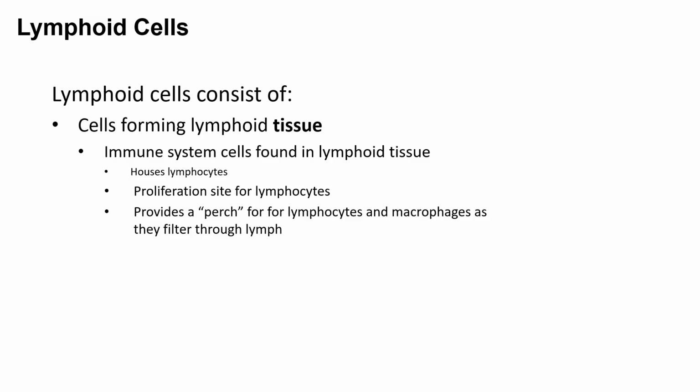All right, lymphoid cells are cells that make up lymphoid tissue, okay? In these tissues, we will find an abundance of immune cells. In fact, it serves as a site of proliferation for our lymphocytes, okay? So it serves as a station or a concentrated area where we're going to see lymphocytes and macrophages as they filter the lymph that passes through them.